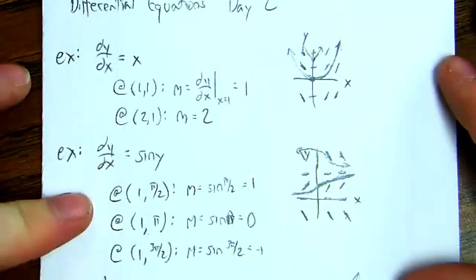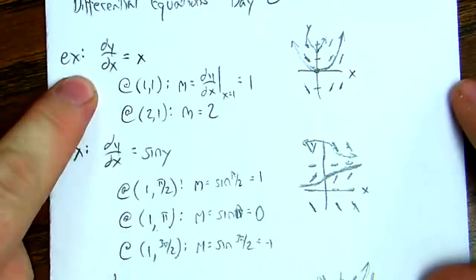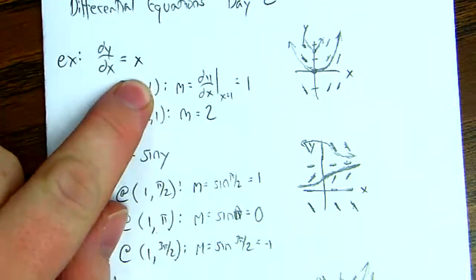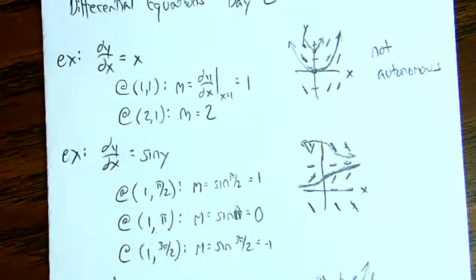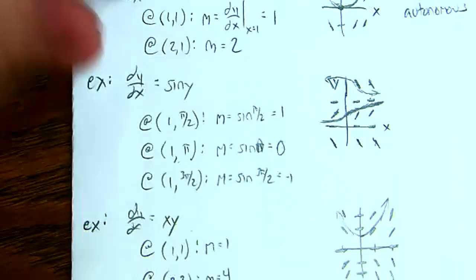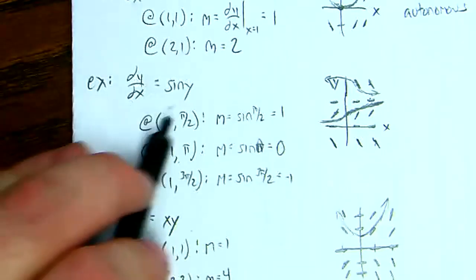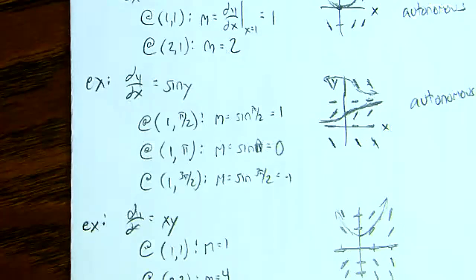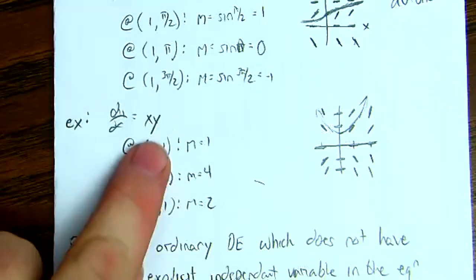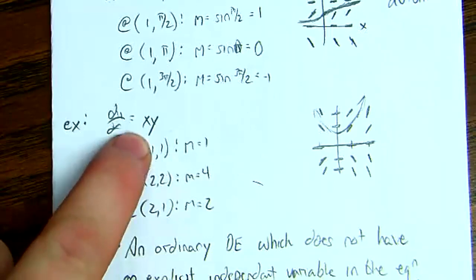So in the previous 3 examples, the independent variable here is x, and I see x on the right-hand side, so this is not autonomous. In this second equation, the independent variable is x, and I don't see it on the right-hand side, so this is autonomous. And in this one, the independent variable is x, and I see x on the right-hand side, so this is also not autonomous.